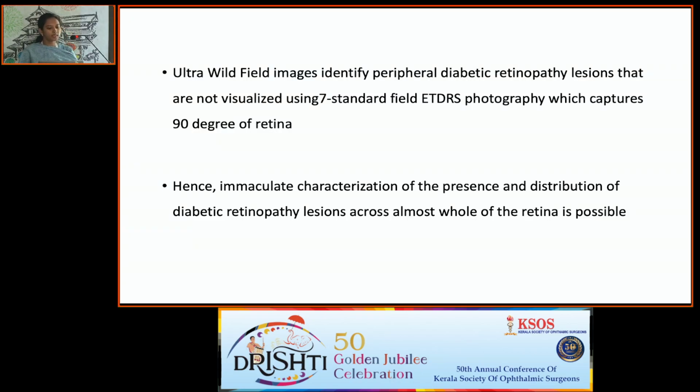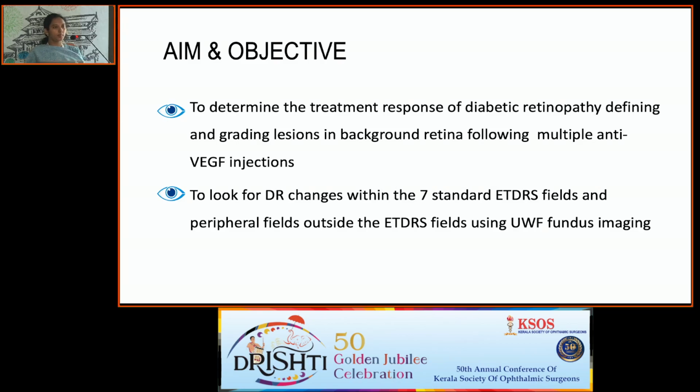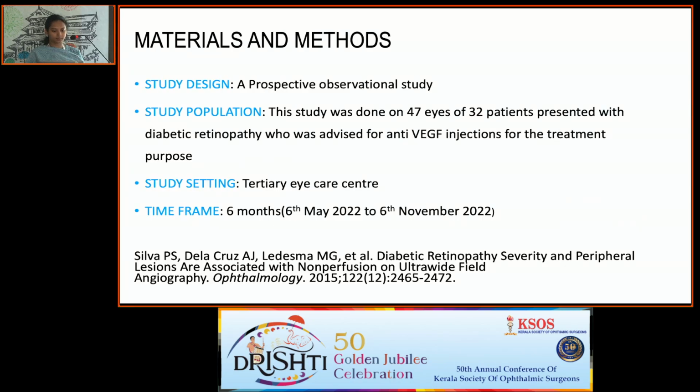So ultra-wide field images identify peripheral diabetic retinopathy lesions that are not visualized using the 7 standard ETDRS photograph, which only captures 90 degrees of the retina. Hence, accurate characterization of the presence and distribution of diabetic retinopathy lesions across almost all of the retina is possible. My aim and objective are to determine the treatment response of diabetic retinopathy by defining and grading lesions in the background retina following multiple anti-VEGF injections, and to look for diabetic retinopathy changes within the standard ETDRS field and the peripheral field outside it using ultra-wide field imaging.